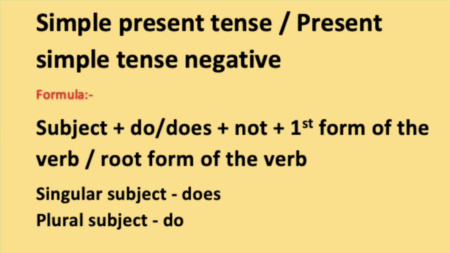Then you can make the simple present tense negative. The formula for making a simple present verb negative is subject plus do or does plus not plus first form of the verb or root form of the verb plus object. For example, he runs fast. This is a positive sentence. Okay, how to make this sentence negative? As I mentioned earlier, the formula to make this sentence negative is subject plus do or does plus not plus first form of the verb.